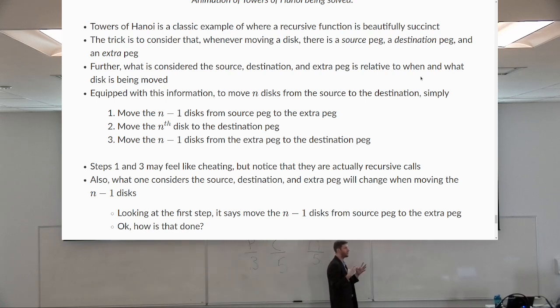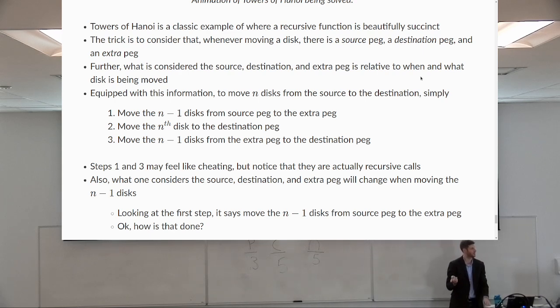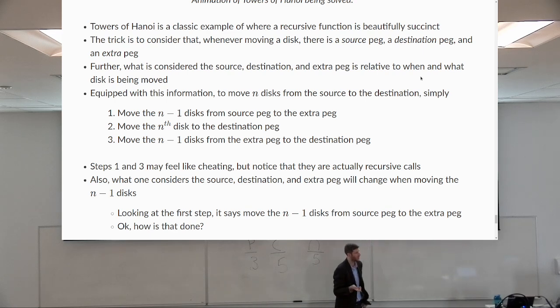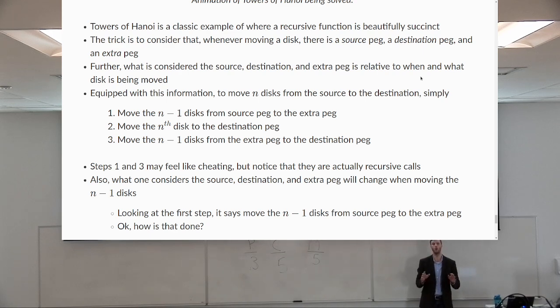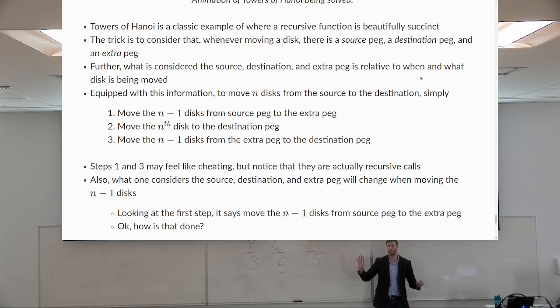But with this information, okay, the destination peg and an extra peg. Further, what is considered the source and destination, an extra peg, is relative to when and what disk is being moved. So here's the idea. If I want to move all of the disks, all of the golden plates from here to there, here's what I have to do. And think recursively now.